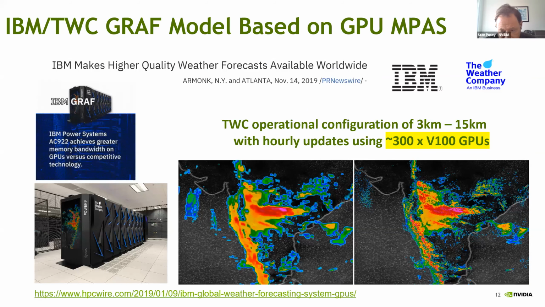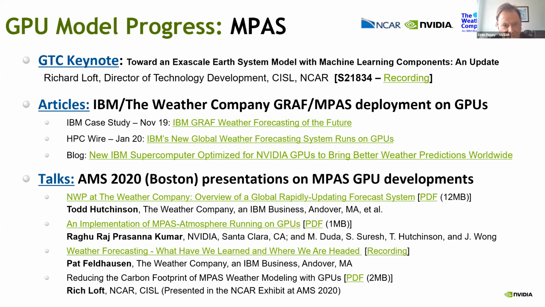The only other operational system that's currently using GPUs is the one that Raghu had mentioned, using the Weather Company, IBM, using the GRAF model, which is based on MPAS. There they've installed about 300 of the V100s and are producing their daily forecast with that system. And you got a lot of detail about what's happening with the performance from Raghu. I just wanted to mention how pleased we are with these developments.